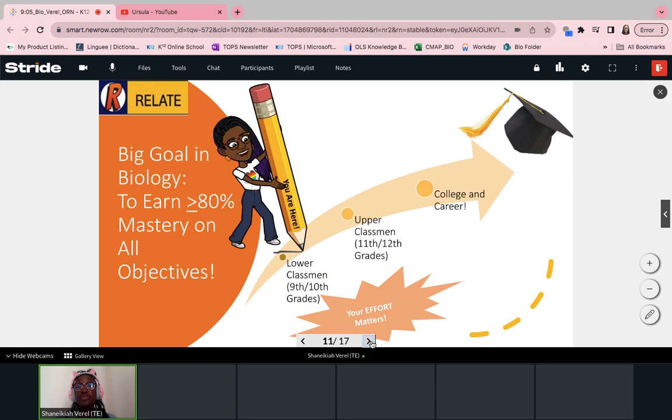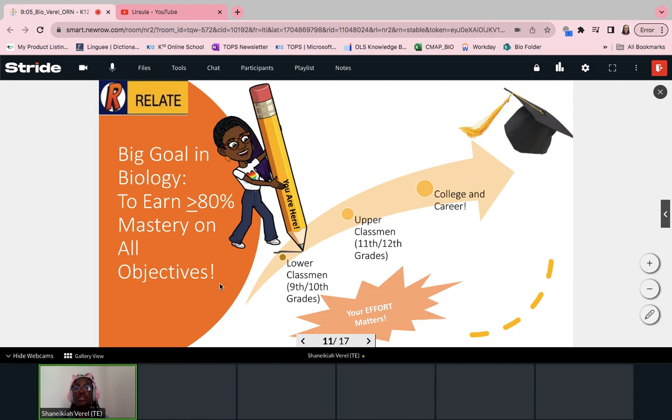Let's get to the relate, okay? So there's a big goal in biology. If you're going to go anywhere, if you're going to do anything, you've got to have a destination. Nobody gets in the car and just says, oh, I want to sit in the car, right? You get in the car because you have a place to go. So the place that we are going is here, toward college and career.